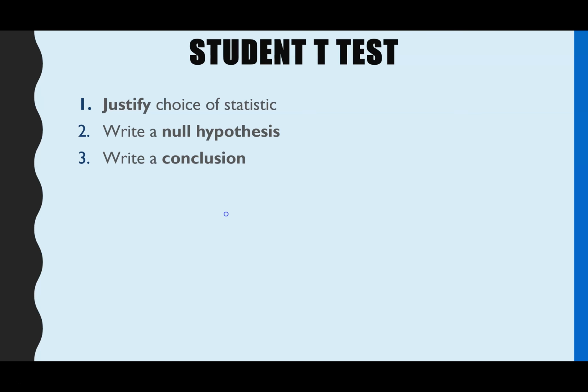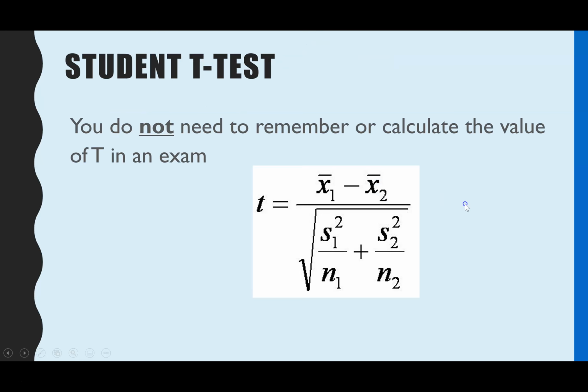So with the student t-test, like all statistics in A-level biology, you would not be asked to calculate the statistic in the exam. Your teachers might ask you to do it as part of your required practical, but you don't have to know how to do that in the exam. These are the only three things that they could ask you. So to justify the choice of statistic is what we were just saying, is if you're investigating a difference between two means. So that's what you'd be looking for.